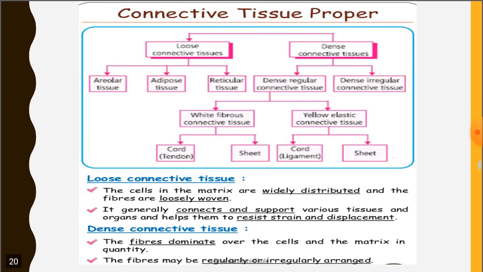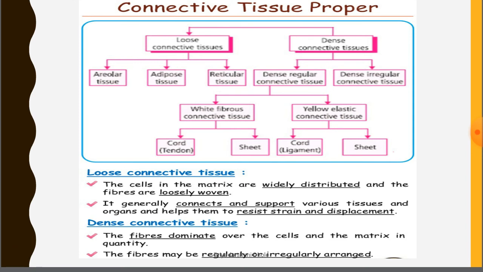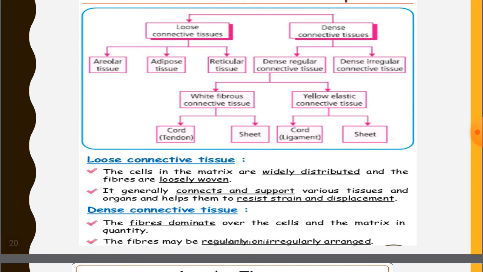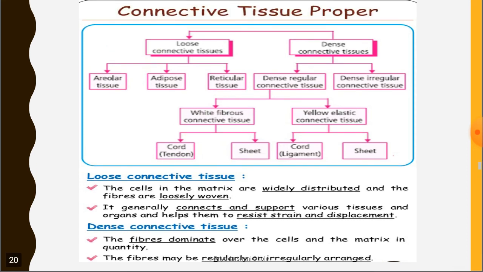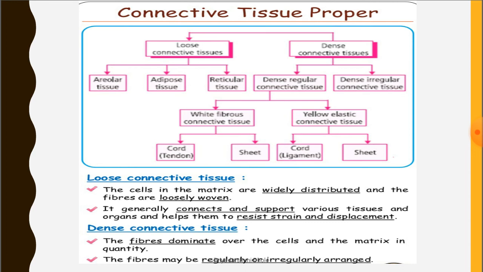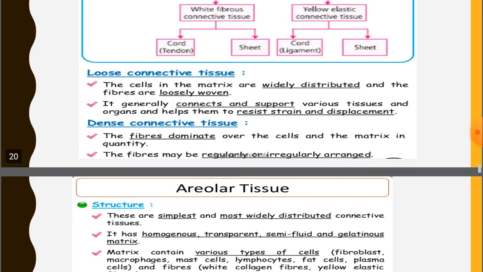Then connective tissue proper is loose and dense. In loose connective tissue, the cells in the matrix are widely distributed and fibers are loosely woven, and it generally connects and supports various tissues and organs and helps them resist strain and displacement. In dense connective tissue, fibers dominate over the cells and the matrix in quantity. The fibers may be regularly or irregularly arranged.